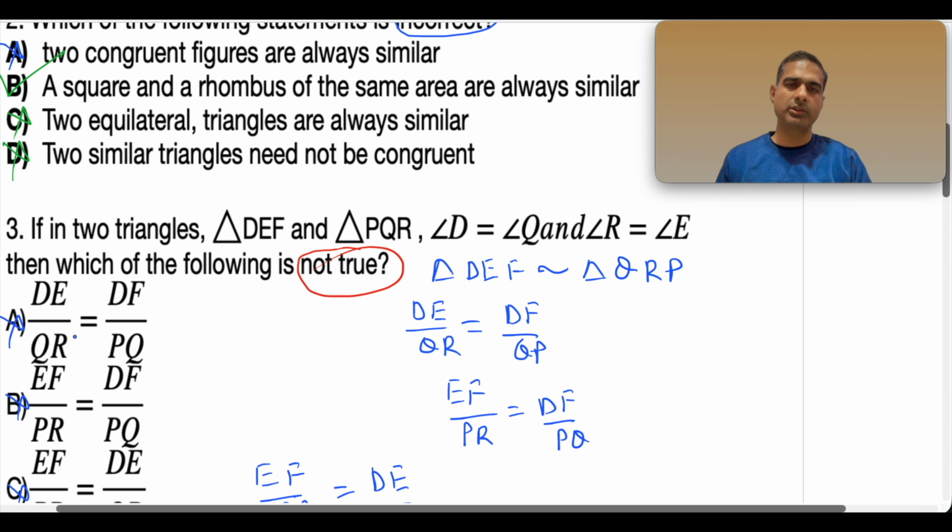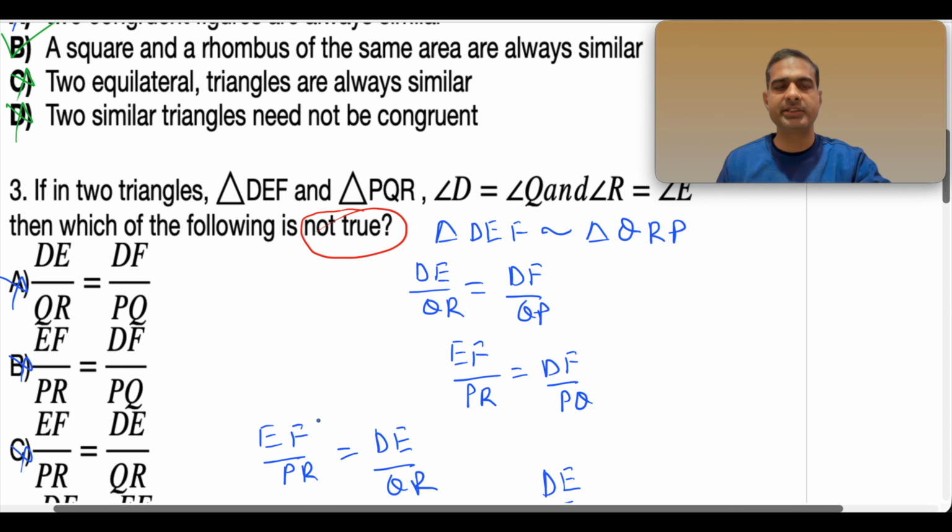So this was true. So this cannot be the answer, because the question was asking which is not true. Now moving to option B, it was saying EF by PR. So EF by PR, I took the second and third and second and third of the second triangle also will be equal to DF, first and third, then first and third QP. So this was also true.